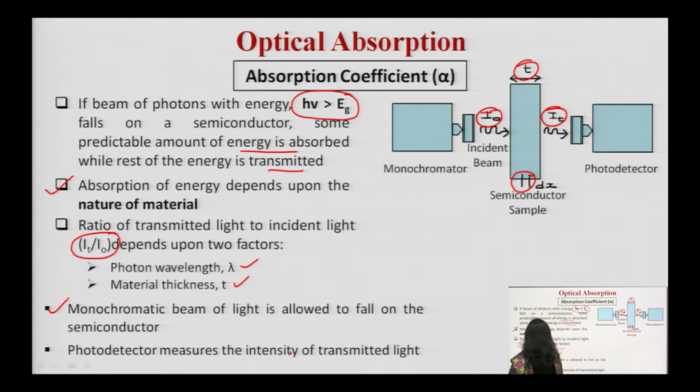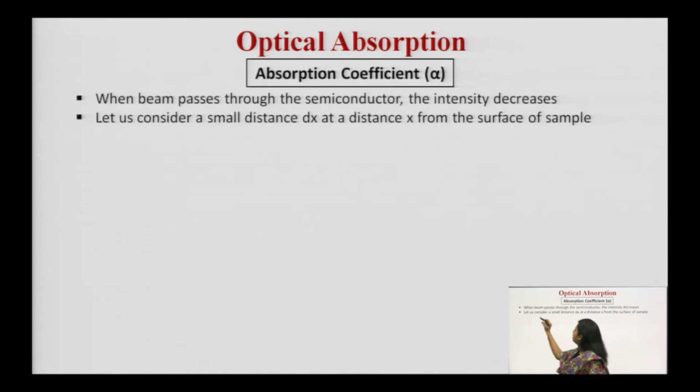So, a monochromatic beam of light is allowed to fall on this semiconductor, and the photodetector measures the intensity of the transmitted light. You must remember that the value of IT will be less than I naught, as the incident beam crosses through the semiconductor and its intensity will certainly decrease. As I have told you, when the beam passes through the semiconductor, the intensity decreases. Let us consider a small distance dx at a distance x from the surface of the sample, because you need to derive a mathematical equation.